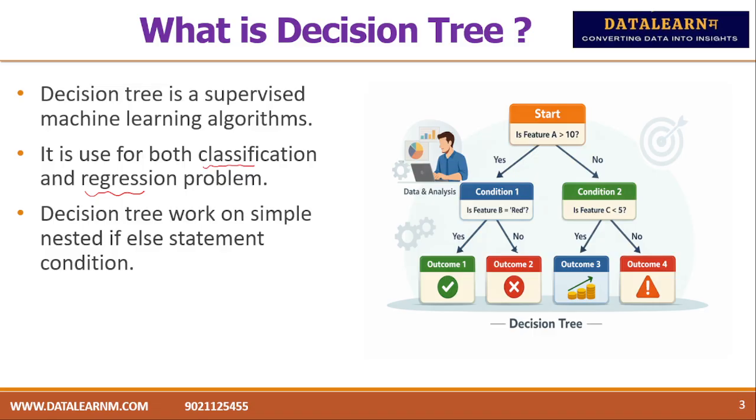And even if you are working with prices, sales value, sales quantities, or the number of products sold, this will work in both cases. Decision tree will work for regression as well as classification, and it works on a simple nested if-else statement, deciding whether we have to split further or not. That's all. Majorly it is used in data analysis.